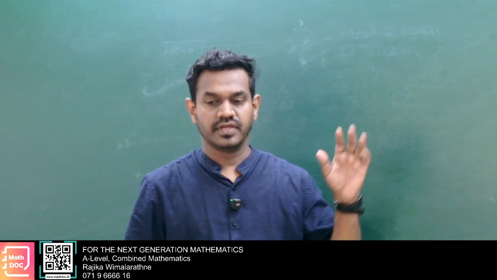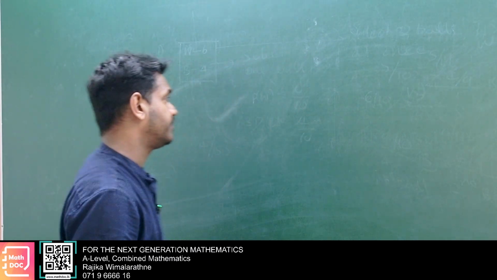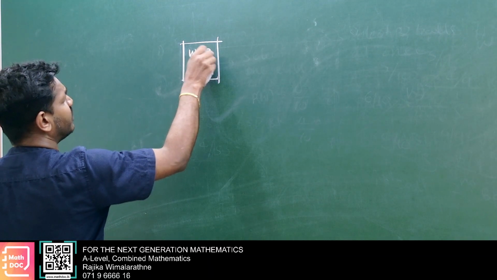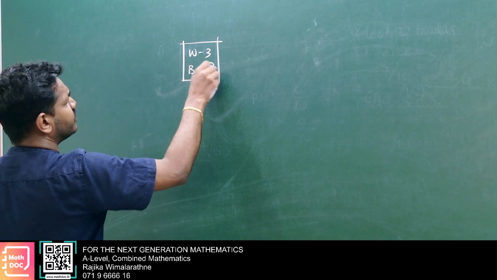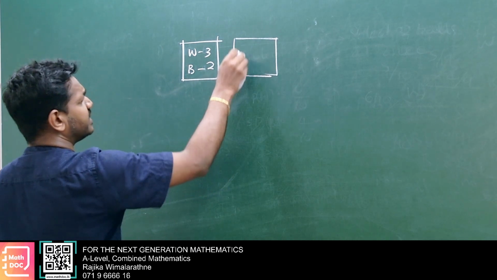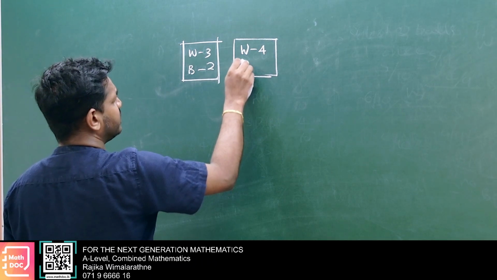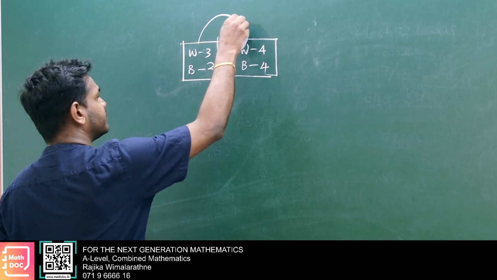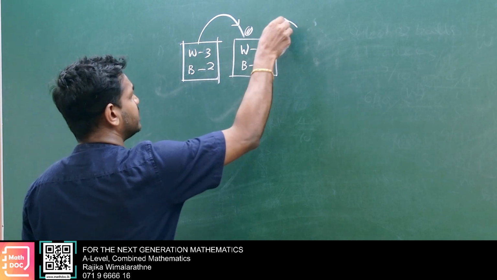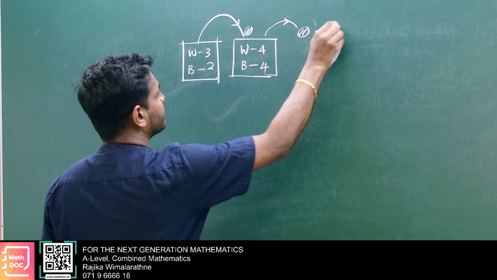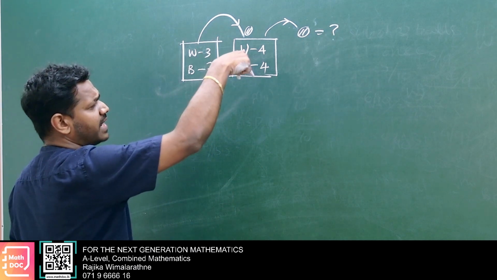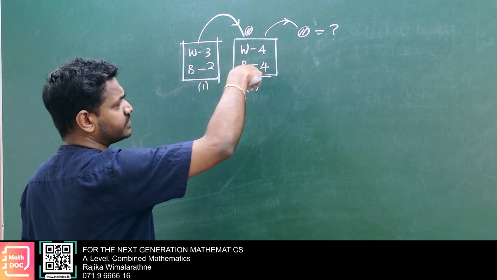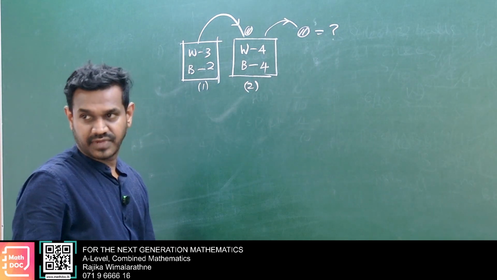Okay. Now you go to this example. Here this contains 3 white balls, 2 black balls. Here this contains 4 white balls, 4 black balls. So first I select one and put that one here. Then randomly I pick one. First I select one and put into this bag. Here first bag, here second bag. Then from the first bag I select one and put into the second bag. Thereafter randomly select another one from the second.